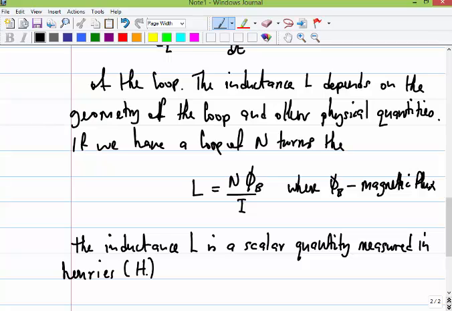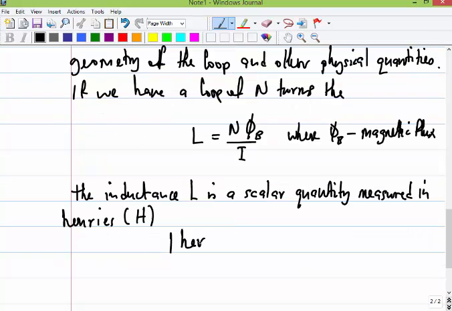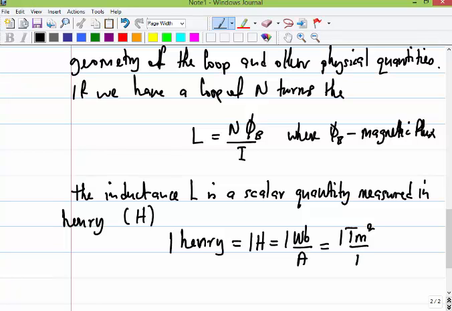I think we're going to use uppercase H. So the unit is the henry. This is the name of a person, so I want to make sure the spelling is right. Inductance is measured in henries, H. One henry, 1 H, is equal to 1 weber per ampere, or you can write 1 tesla meter squared per ampere.